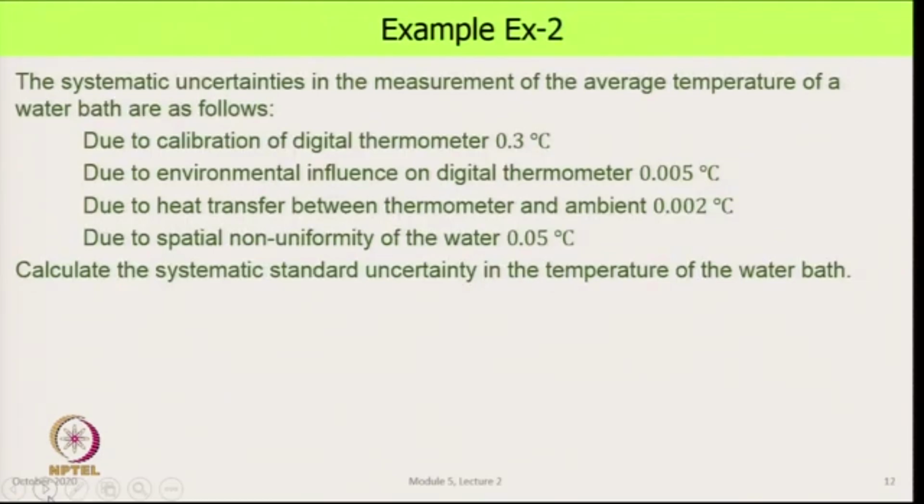It says the systematic uncertainties in the measurement of the average temperature of a water bath are as follows. Due to calibration of digital thermometer 0.3 degrees Celsius, due to environmental influence on digital thermometer 0.005 degrees Celsius, due to heat transfer between thermometer and ambient 0.002 degrees Celsius, due to spatial non-uniformity of the water 0.05 degrees Celsius. And it says calculate the systematic standard uncertainty in the temperature of the water bath.